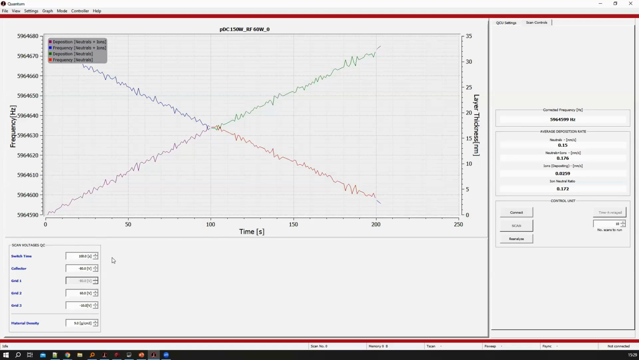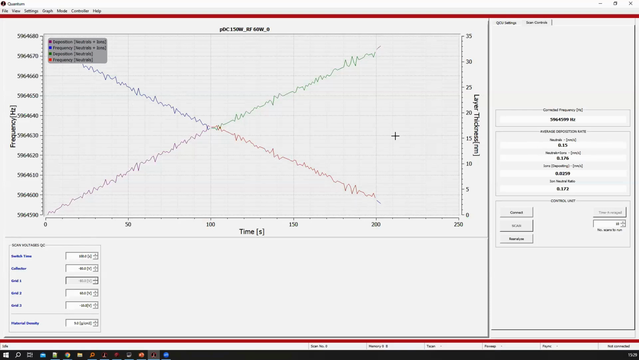So I'll talk you through the graph. On this axis, there's frequency. Okay, so this is the quartz crystal frequency. It's a standard Inficon 6 megahertz crystal that's built in. And as you deposit, the crystal frequency goes down. So this is this general slope here. And then when it's blue, that's when neutrals and ions are allowed in. So all these are set to 0. And then when it's red, only neutrals are allowed in. All the ions and electrons are blocked.